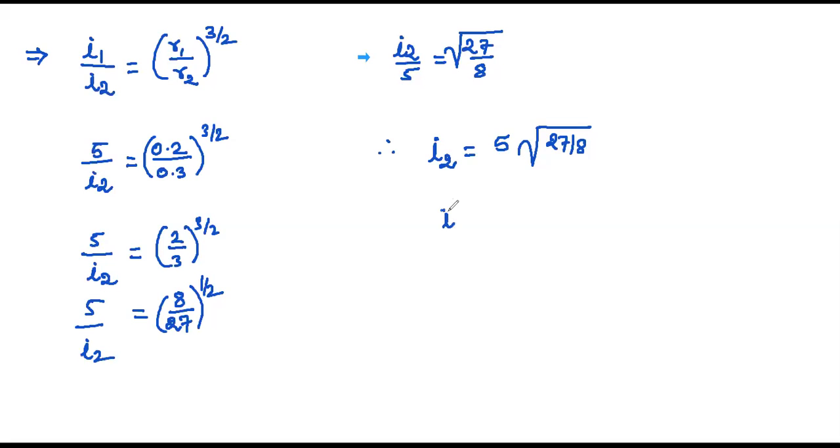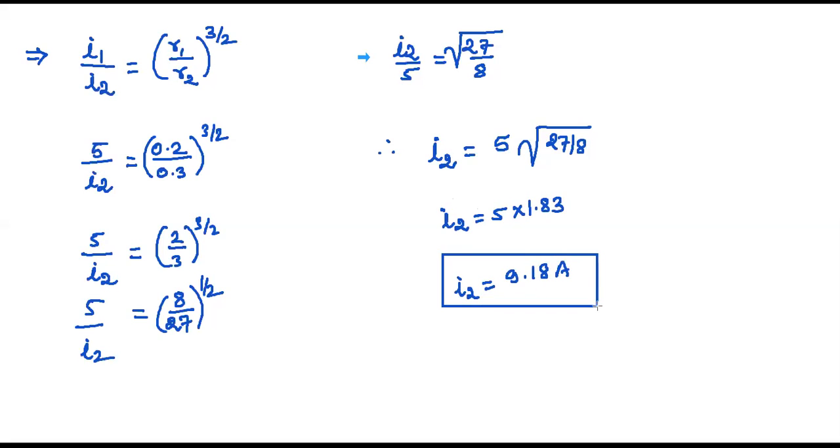So therefore you are getting here I2 is equal to 5 into 1.8, that is equal to 9.18 ampere. Got it? Just check, do it yourself. From here only you can do. So note down.